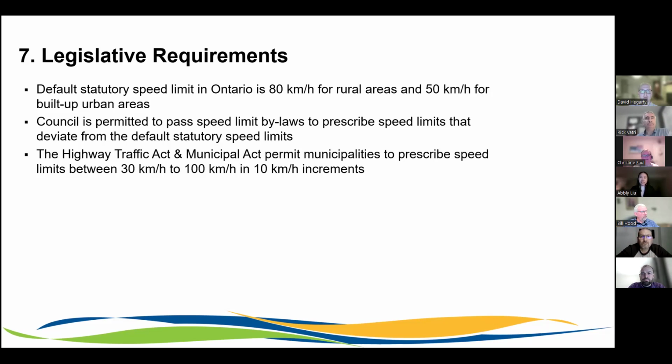statutory speed limits. Previously, the Highway Traffic Act allowed municipalities to prescribe speed limits between 40 to 100 kilometers per hour in 10 kilometer per hour increments. However, an amendment to the Highway Traffic Act now allows municipalities to set the speed limit as low as 30 kilometers per hour.